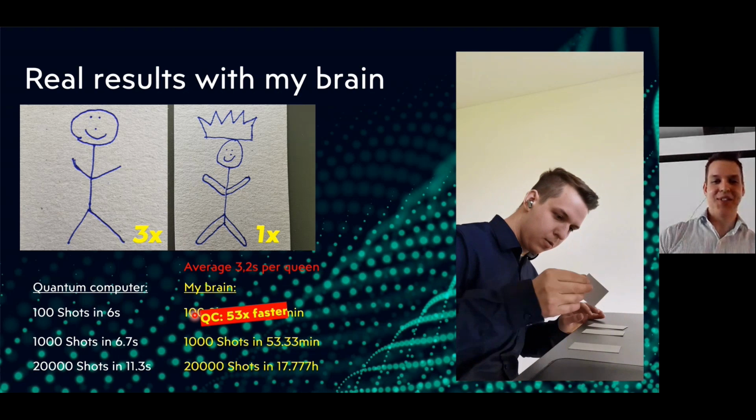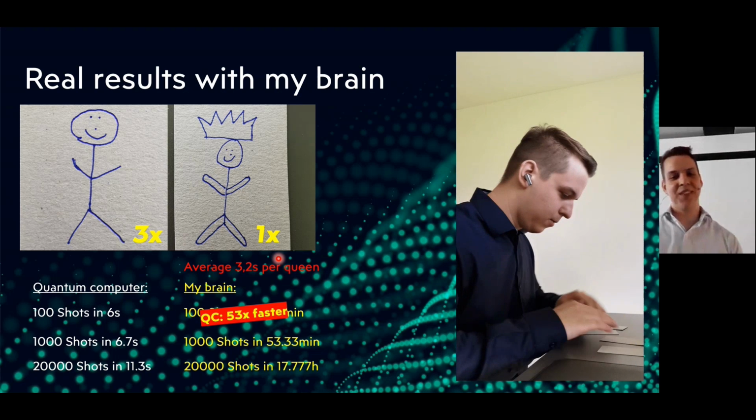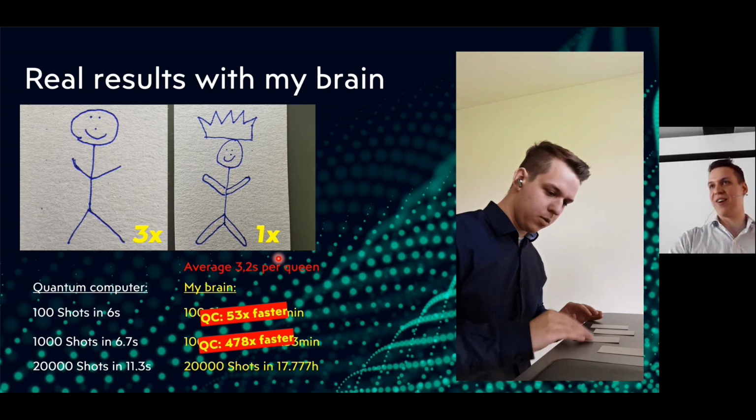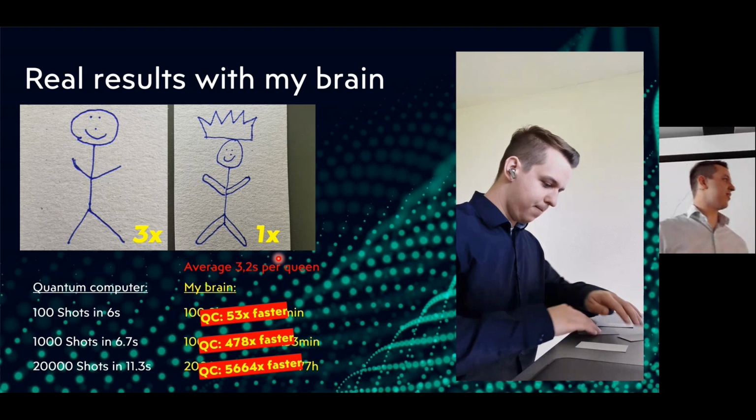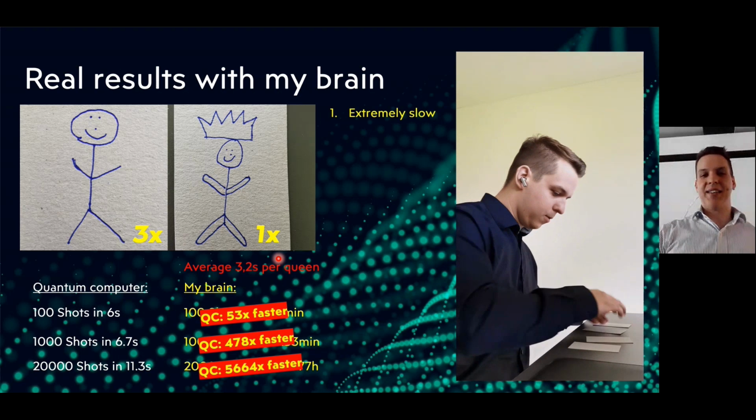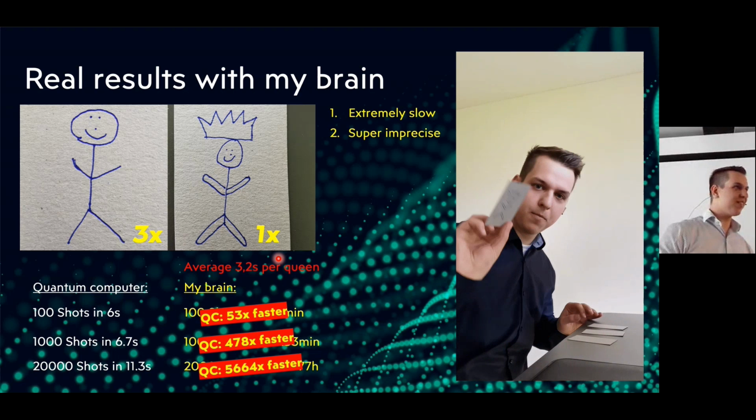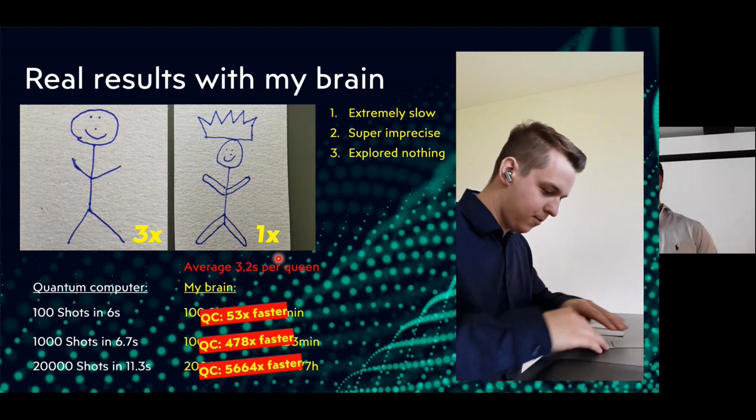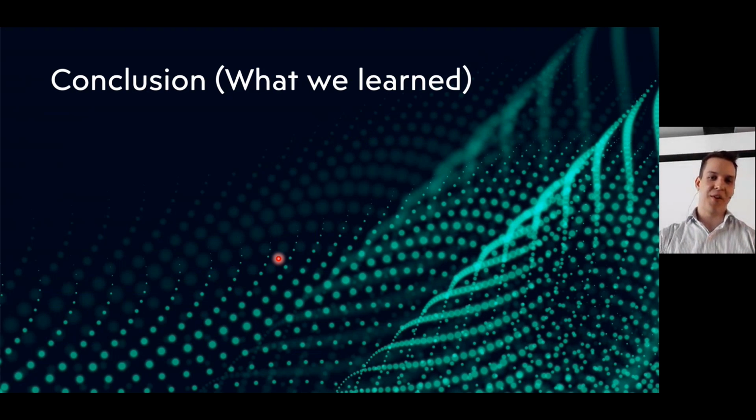Okay. So you see the quantum computer, okay, it's 50 times faster. That's okay. Okay. Then you see, oh, whoa, it's 500 times faster. And then even here, it's over 5,000 times faster. And I was extremely slow. And I was super imprecise. And I explored nothing. Okay. So this is the comparison.